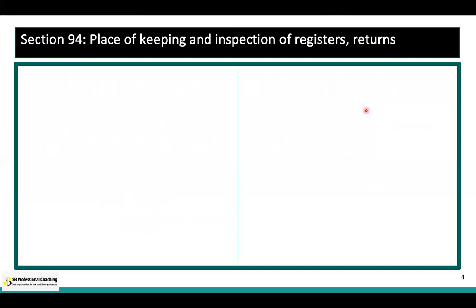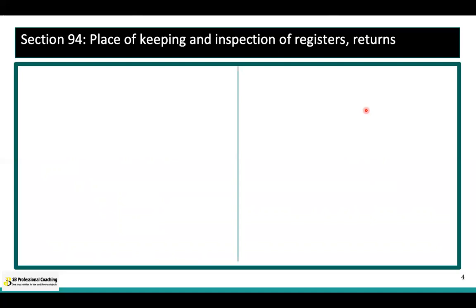Okay, next is section 94. Now what do you mean by section 94? Section 94 speaks about the place where the registers and returns have to be maintained, have to be kept, and also speaks about inspection of registers and returns. So there are two parts to section 94.